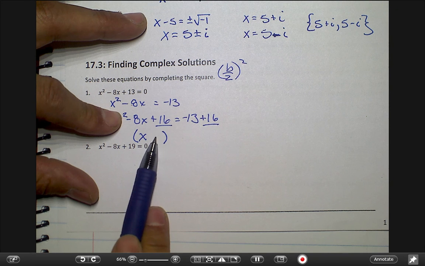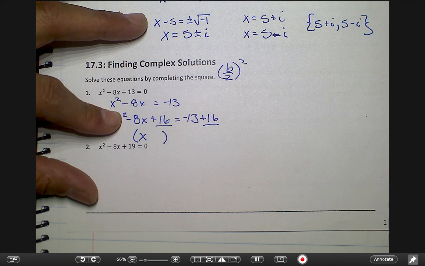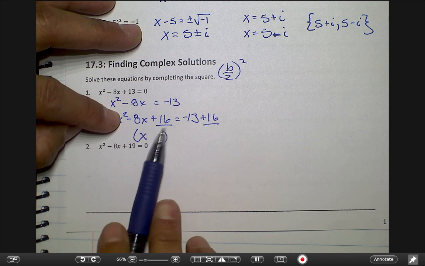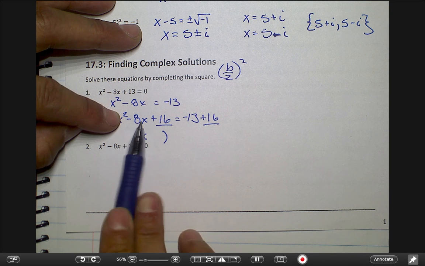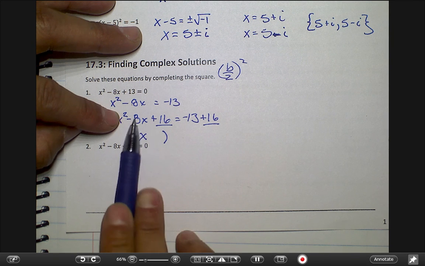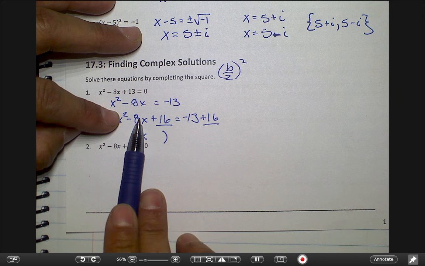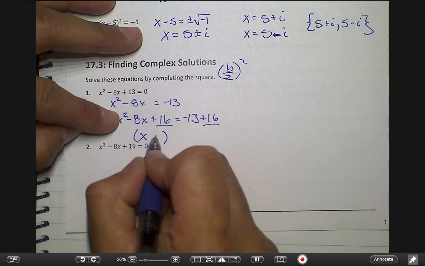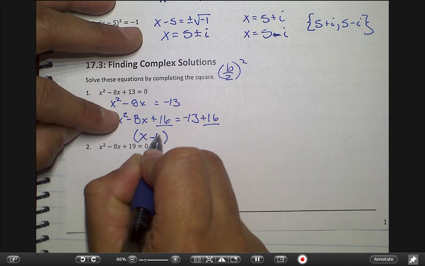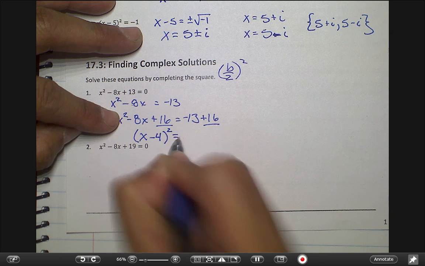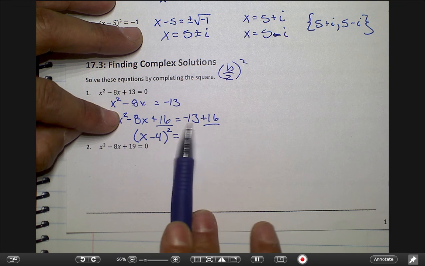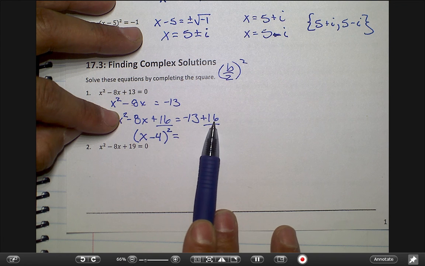What goes right here? Plus 16? Not plus 16, plus 8. No, not plus 4. It's minus 4. Why is it minus 4? Because of the negative 8x. Yes, it's b divided by 2. This one is always b divided by 2. So it makes it x minus 4 squared equals negative 13 plus 16, positive 3.